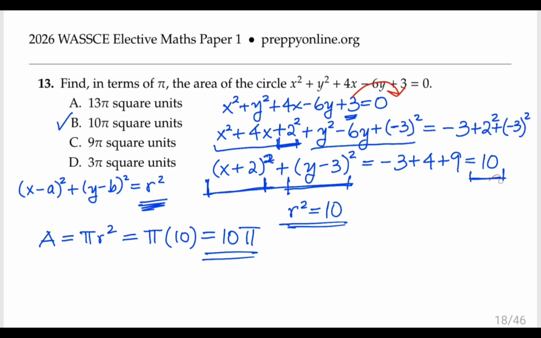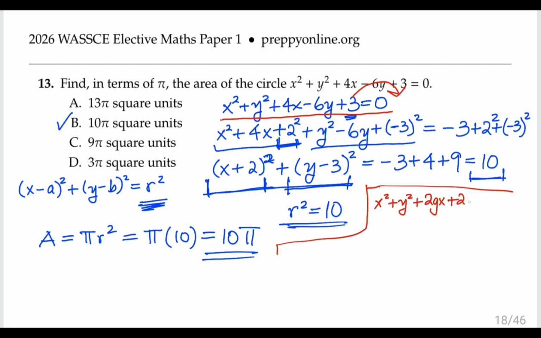But again, we can use the second method I talked about, where we compare the equation of this circle to the general equation of a circle. So let's do that. We have x squared plus y squared plus 2gx plus 2fy plus c is equal to 0.